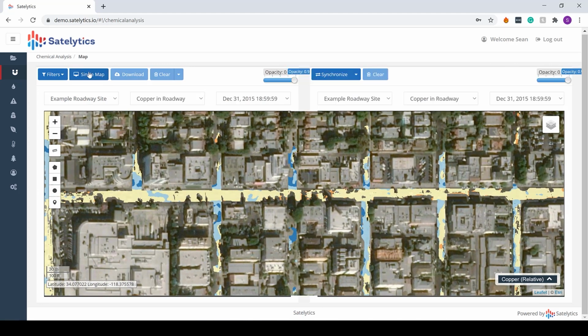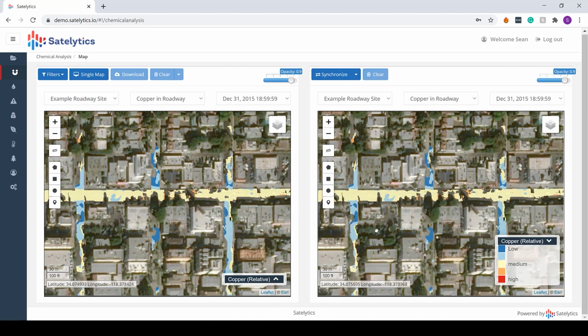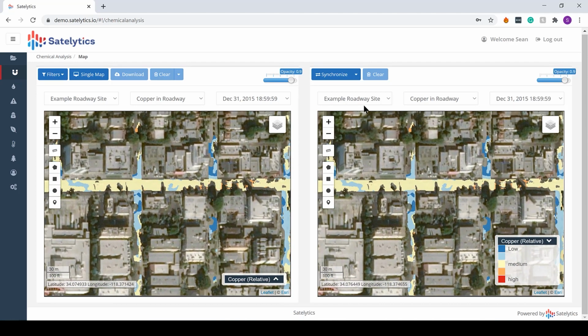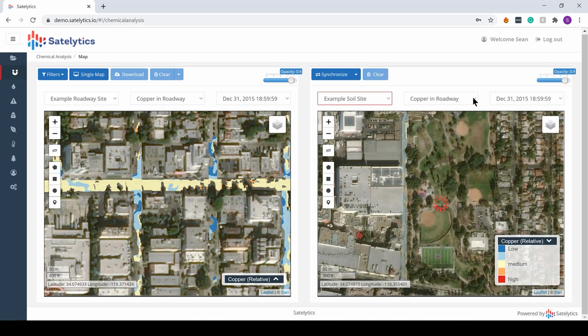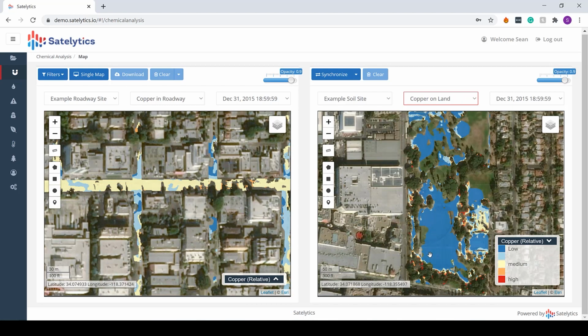Now, there is a feature inside of Satellytics called Dual Maps. The default is to synchronize. However, you can unsynchronize that. And let's just say that in the second window, we wanted to look at not copper on roadways, but also copper on the land. And simply selecting that, what we've now got is the ability to look at that relative copper dust, both on land or on the roadways, and make an informed decision as to what our next step might be to remediate or prevent some of the consequences.